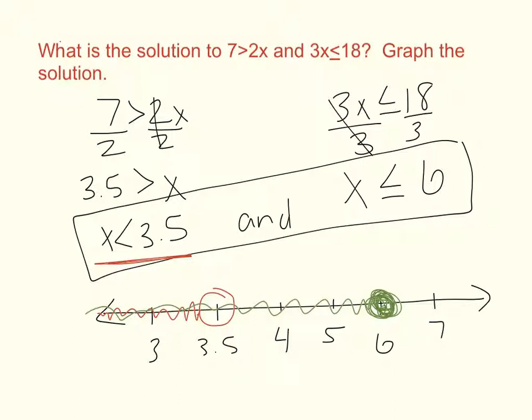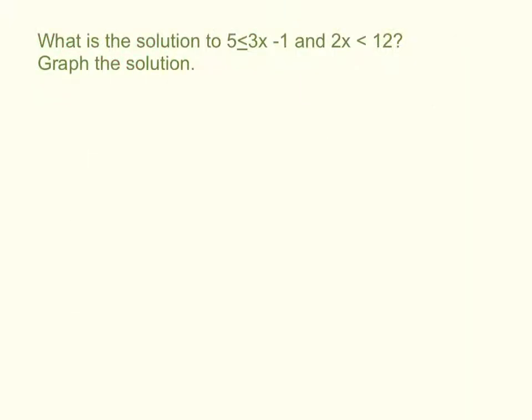First of all, in the graph form, the place where our colors overlap is the solution to the inequality. So this part right here is where the two overlapped. So that's the solution to our inequality. So I would like you to pause and try this one on your own.